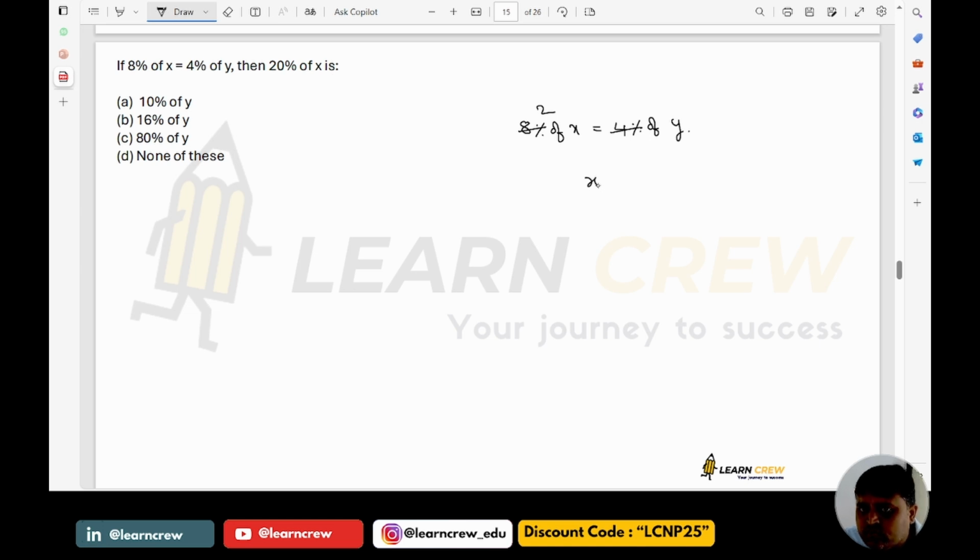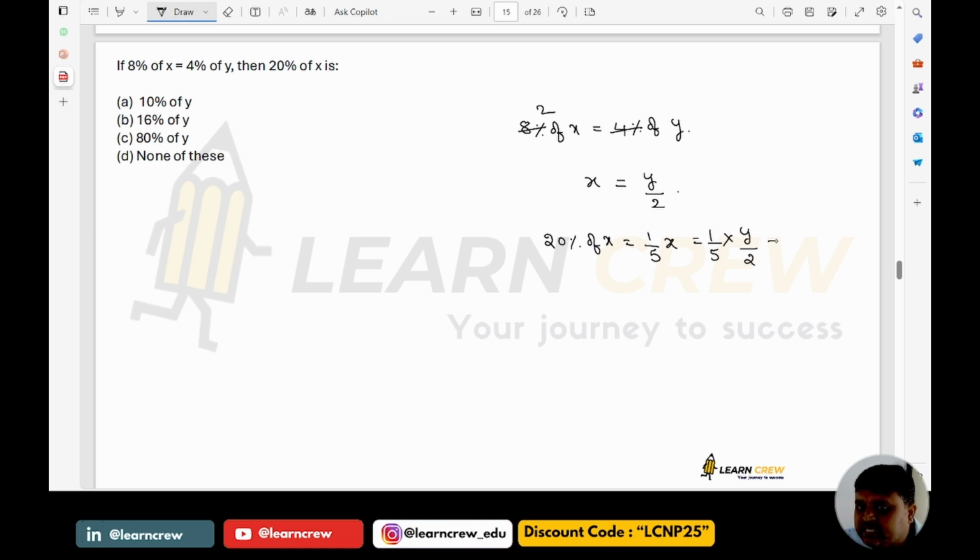So x is equal to how much now? X is equal to, this 2 comes this side, x is equal to y by 2. Now I need 20% of x. 20% of x means what? 1/5 of x, which is 1/5 of x is y by 2.